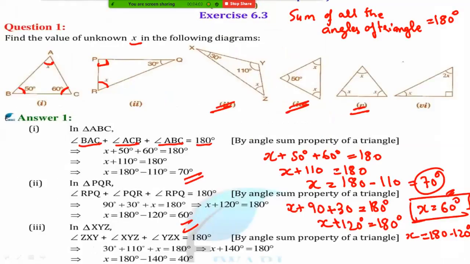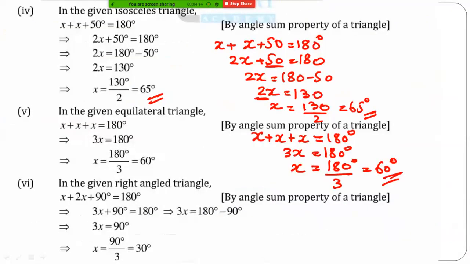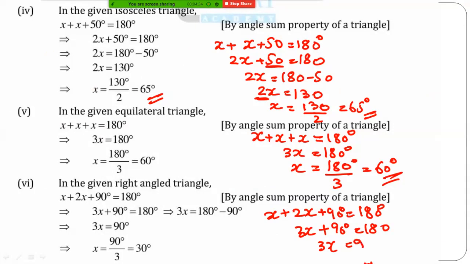So again, the sixth part is x, 2x, and the last is your 90 degrees. So we will obtain the result: x plus 2x plus 90 degrees is equal to 180 degrees. So 3x plus 90 is equal to 180 degrees. 90 will subtract. So 3x is equal to 180 minus 90, which is 90. So the value of x is equal to 90 divided by 3, which is 30 degrees. So 30 degrees is your required answer.